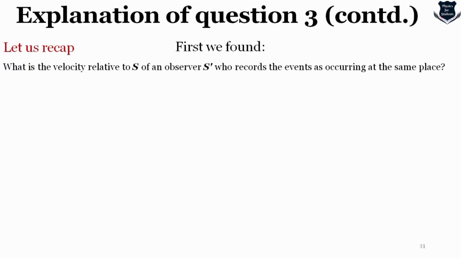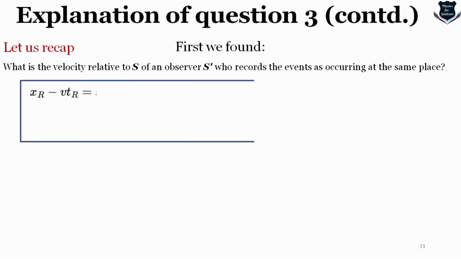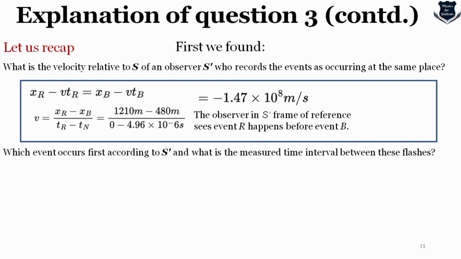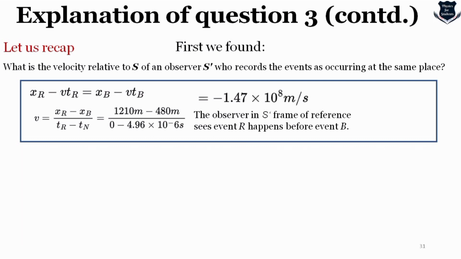Okay, so let us recap. We did a lot of calculations. First we found the velocity relative to S of an observer S prime. We did this calculation, and what we found is this. The observer in the S prime frame of reference sees the events in this order. We got the velocity as minus 1.47 times 10 to the power 8 m per s, and event R happens before B.